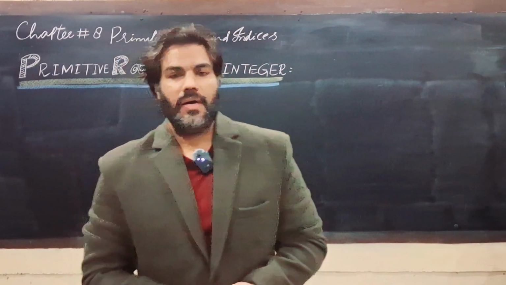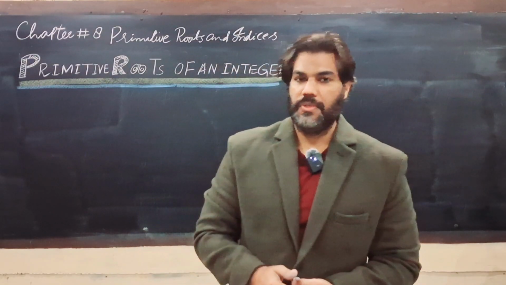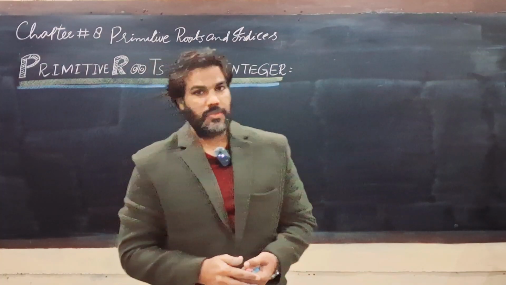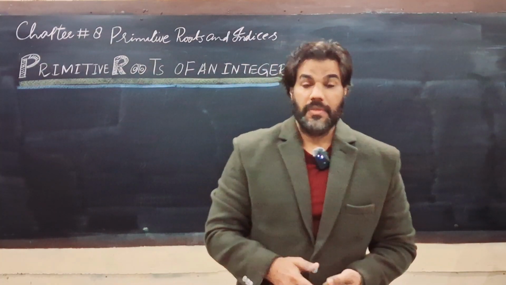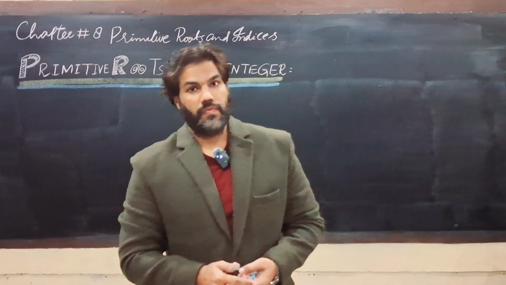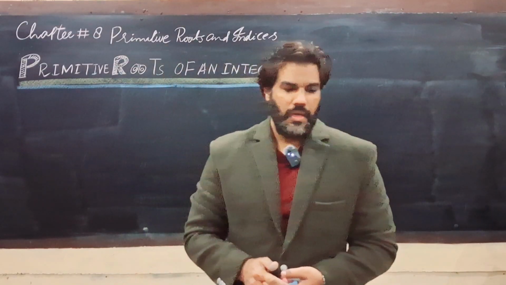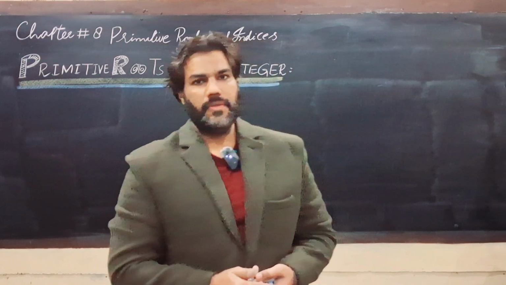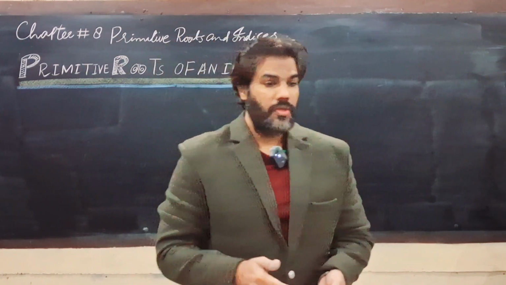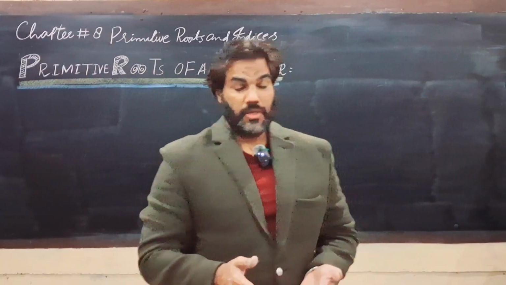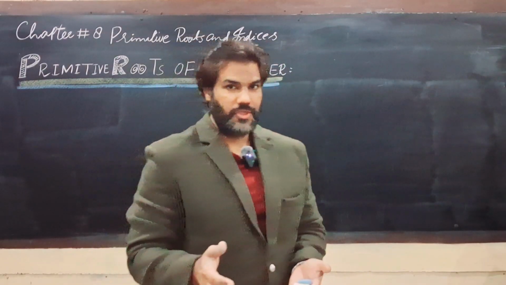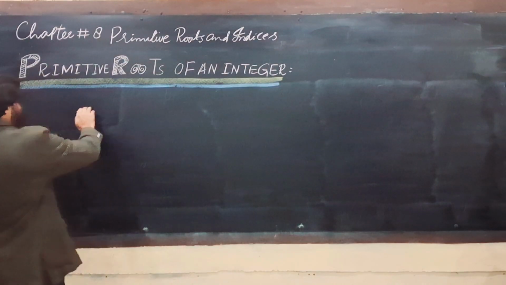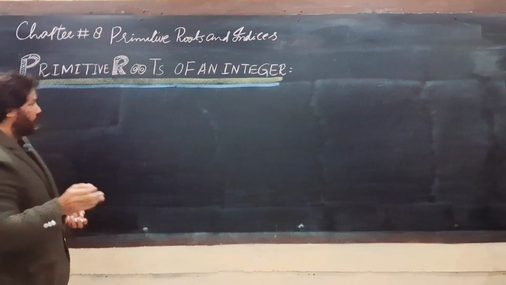Our discussion is continuing on chapter number 8, Primitive Roots and Indices. In today's lecture, we will discuss the core topic of this chapter, that is the primitive roots of an integer. Last time, we discussed the concept of the order of an integer. I hope you have a clear understanding of how to calculate the order of an integer. So now we discuss what is meant by the roots of an integer, the primitive roots of an integer.